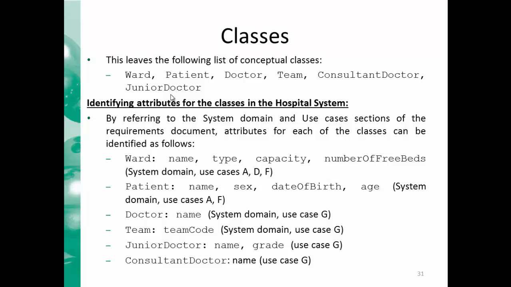of the classes, and we identified from the system domain that the ward has the name, type, capacity, number of free beds. Patient has name, sex, date of birth, and age. Doctor has name, team has team code, junior doctor has name and grade, and consultant doctor has name, attribute.